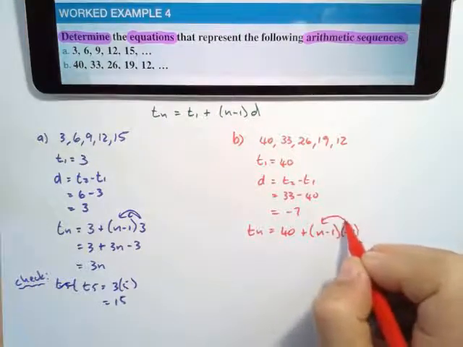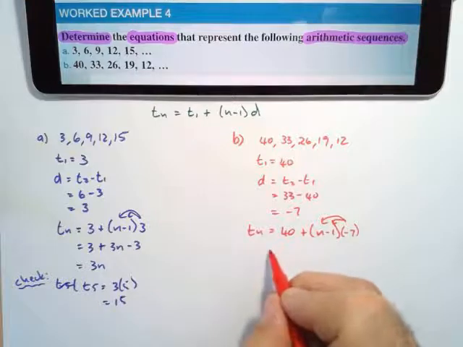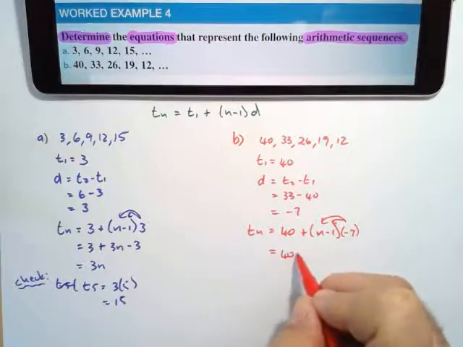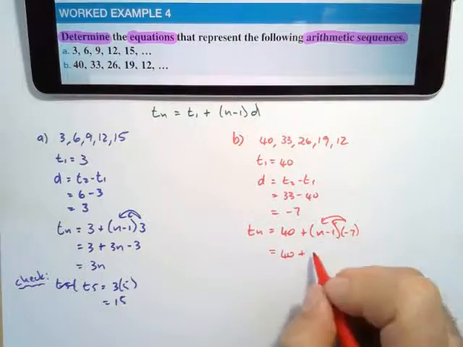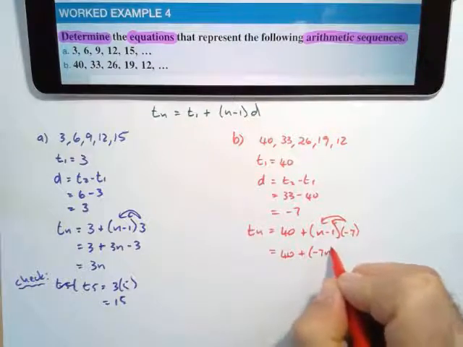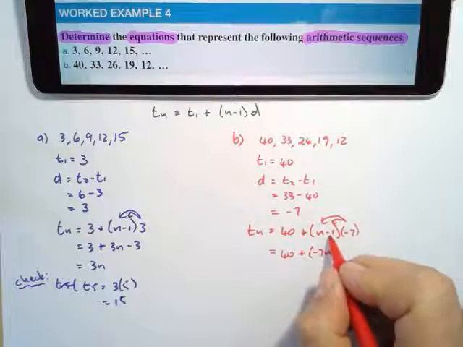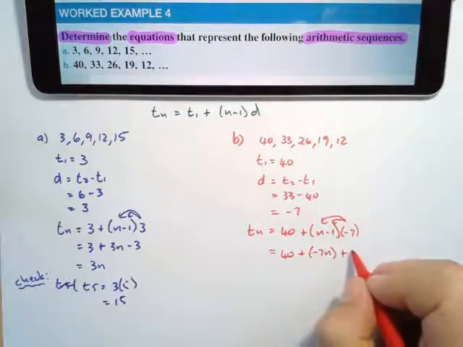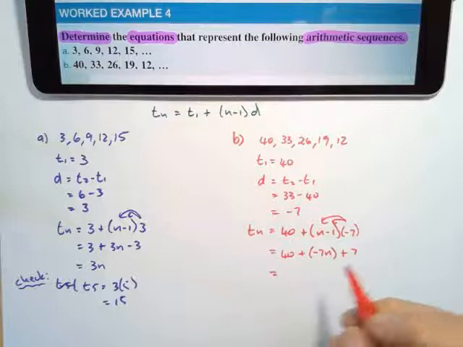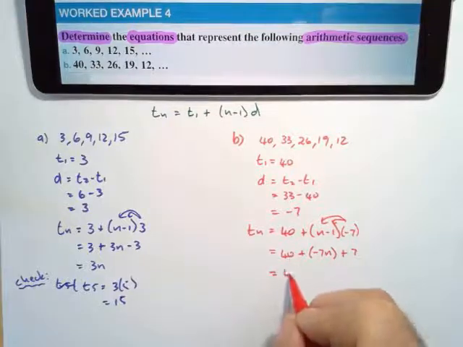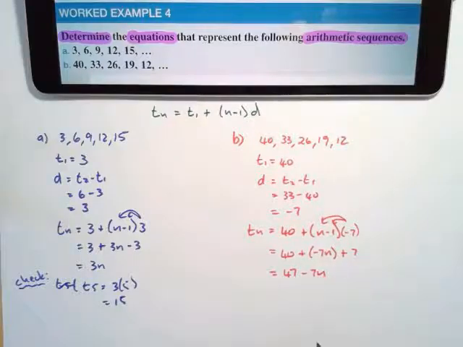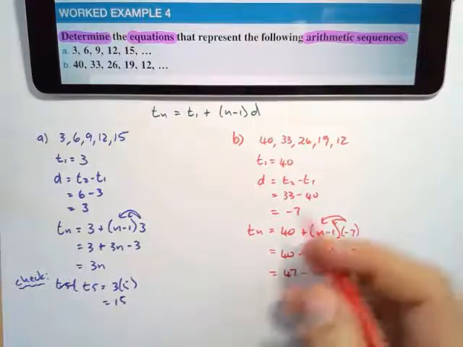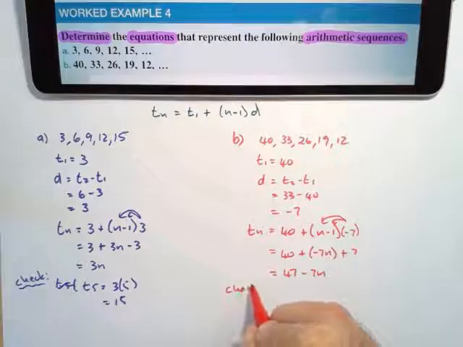This negative 7 needs to be distributed into each one of those terms. That is 40 plus negative 7 times n is negative 7n. Negative 1 times negative 7 equals plus 7. Collect like terms. 40 plus 7 is 47. Take away 7n.